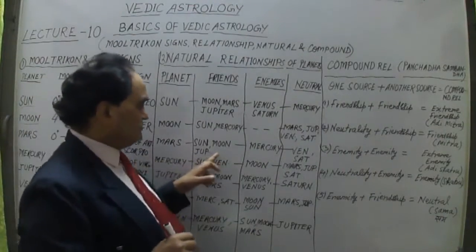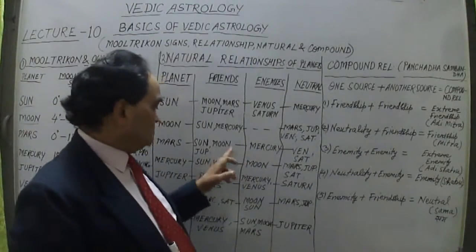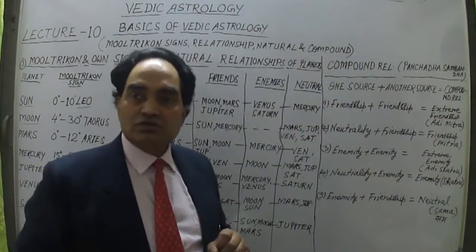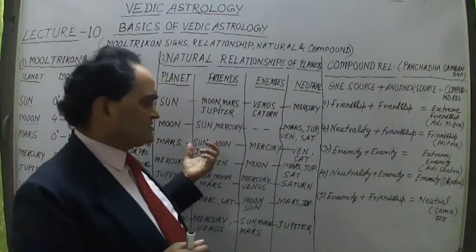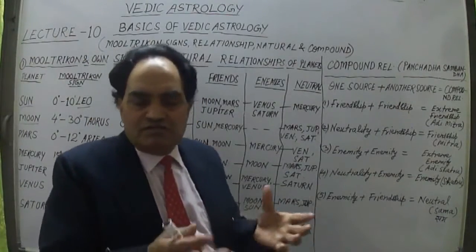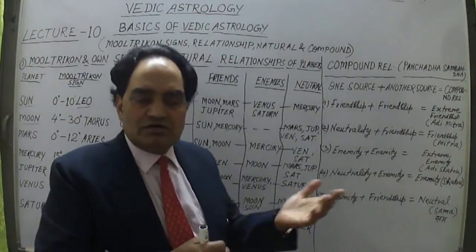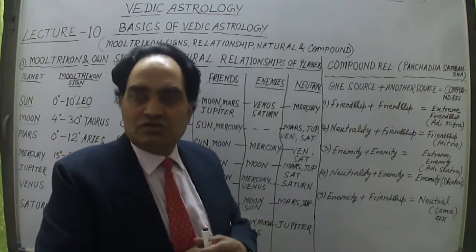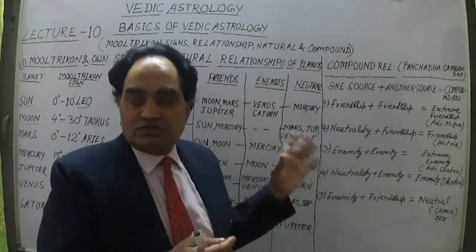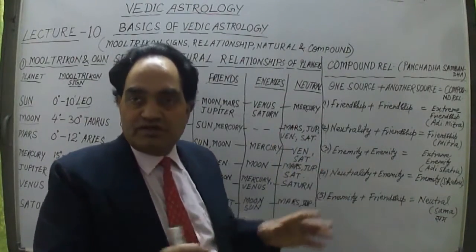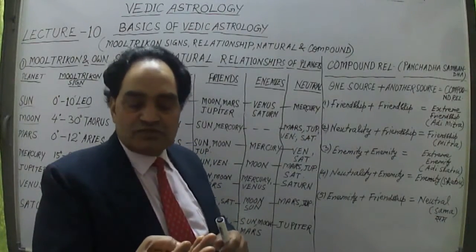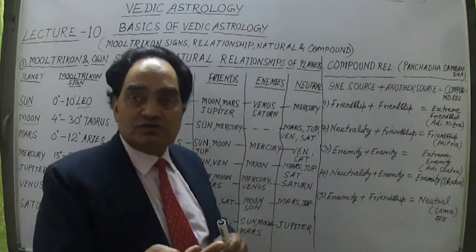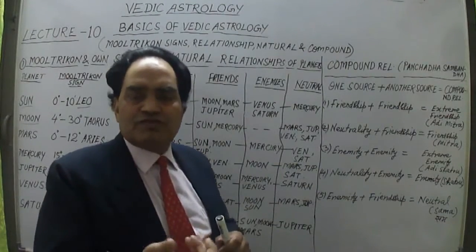Mars is having friendship with Sun, Moon and Jupiter. These four planets are mostly friends. They are known as Devganas, a group of gods, godly or positive planets. What are the godly planets? Mars, Jupiter, Moon and Sun. These four are mostly friends.